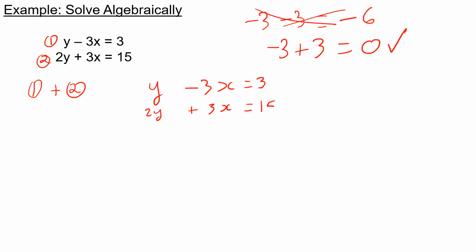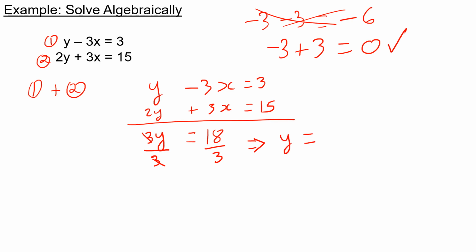If I add my equations, I get y plus 2y, that's 3y, minus 3x plus 3x is 0, 3 plus 15 equals 18. So I can say 3y equals 18. To get y on its own, I can divide both sides by 3, which will give me 1y is equal to 18 divided by 3, which is 6. To get x, I can substitute back in. I can substitute y this time back into my first equation.